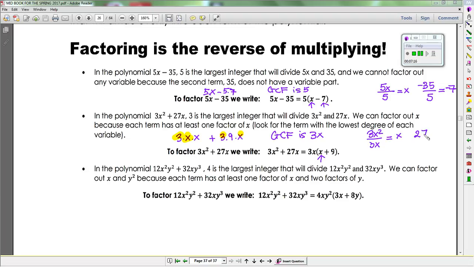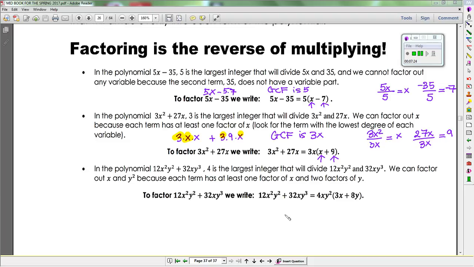And you put it here. And then 27x divided by 3x gives us 9, and you put that here. Make sure you don't forget to check your answer: go back and multiply your greatest common factor with each of the two terms inside the parentheses, and make sure you end up with the given expression. Now let's look at the next example.